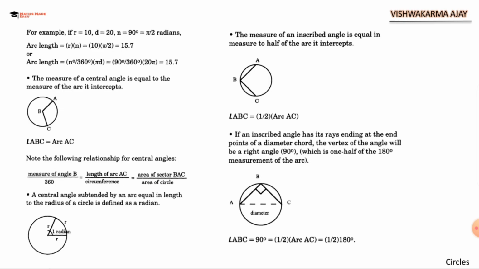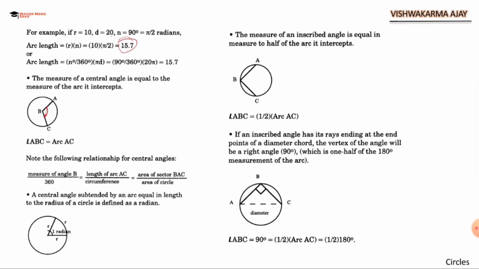For example, if the radius is equal to 10 and the diameter is equal to 20, and the angle is equal to 90 degrees, that is pi by 2, the arc length will be r theta, that is radius into pi by 2. Radius is 10, pi is 22 upon 7, so 22 times 10, 220 divided by 7, we will get 15.7. The measure of the central angle is equal to the measure of the arc intercepted.